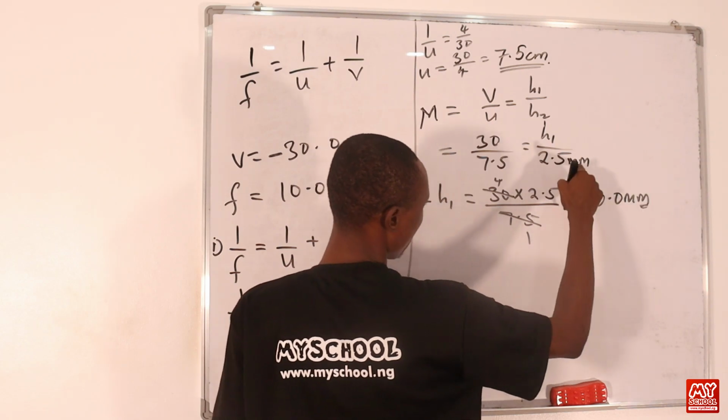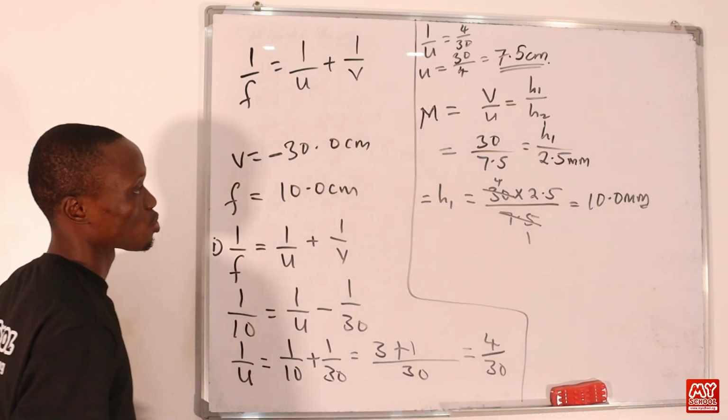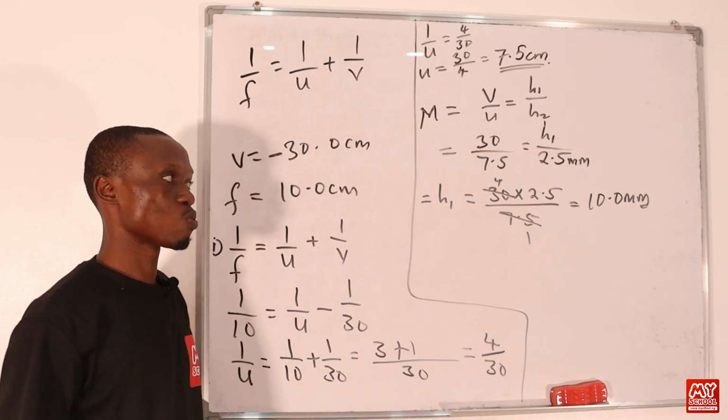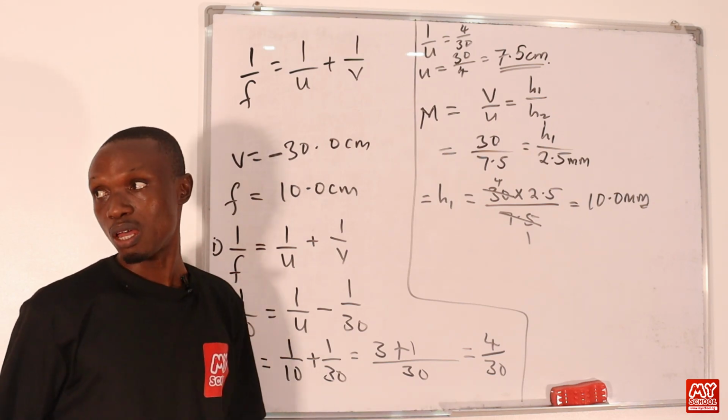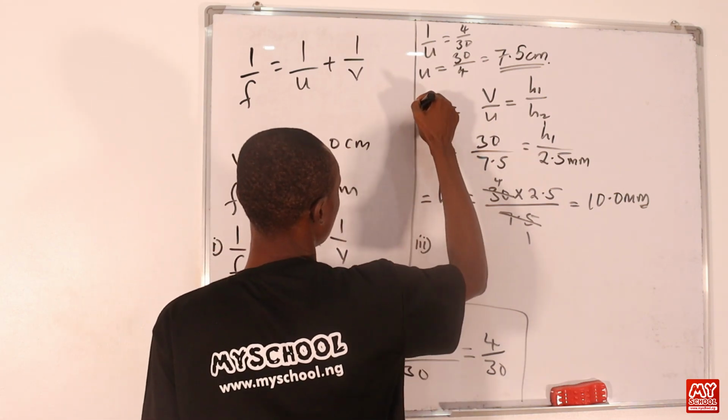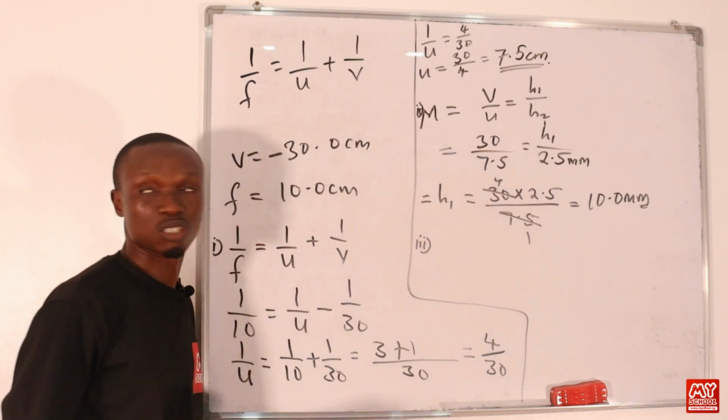Remember, our mm here still remains, okay? So the height of the image, or the size of the image, is equals to 10.0 mm. So this is question II. Let's solve question III, which is the third one.